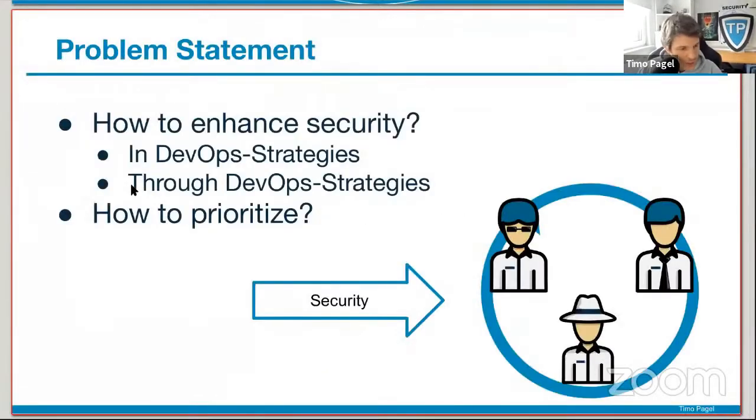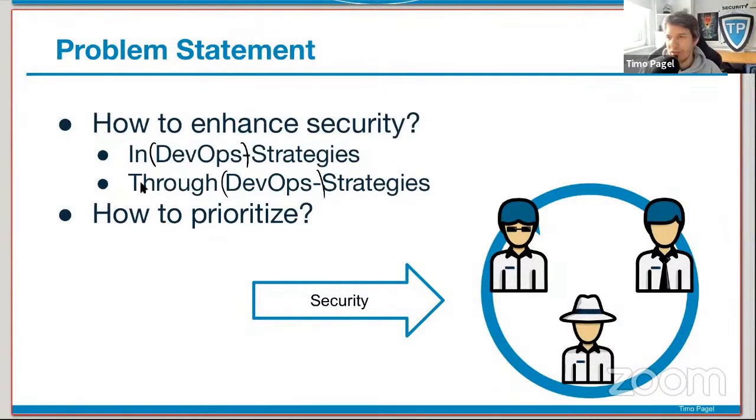The problem statement when I first created the DevSecOps Maturity Model, and I think it also applies when you just cut off DevOps here, it applies to SAMM too, is how to enhance security. This is a bit in DevOps strategies and through DevOps strategies. That means that you might introduce new technologies, and they come with some threats. Or new strategies. And also, these strategies might provide the ability to use it.